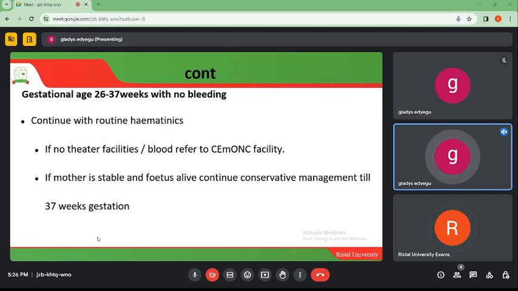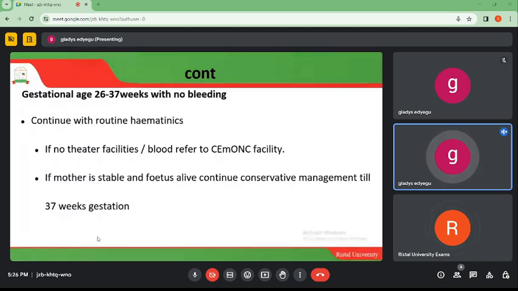So if the facility has no blood, refer to a better facility. As I mentioned earlier, if it is not able to handle this mother in the facility, if it is a remote facility whereby you're only providing basic care, refer this mother to the senior facility, the comprehensive emergency obstetric and newborn care. So that is health center 4. So in health center 3, please refer these mothers to a health center 4.